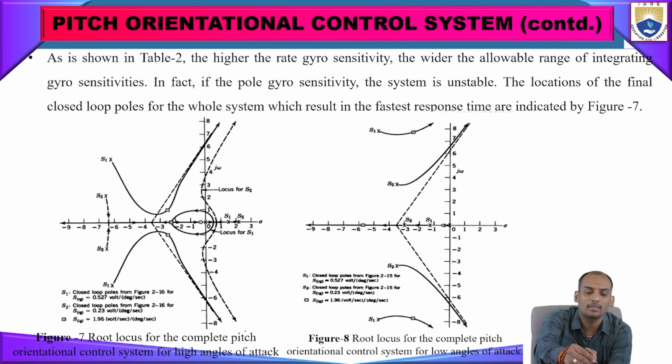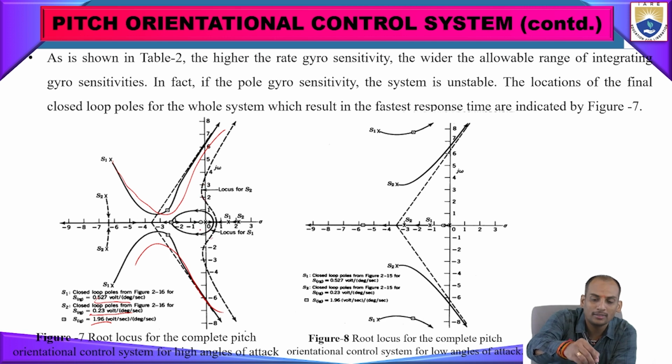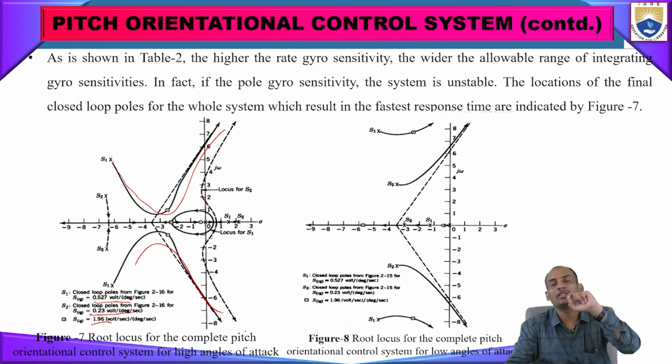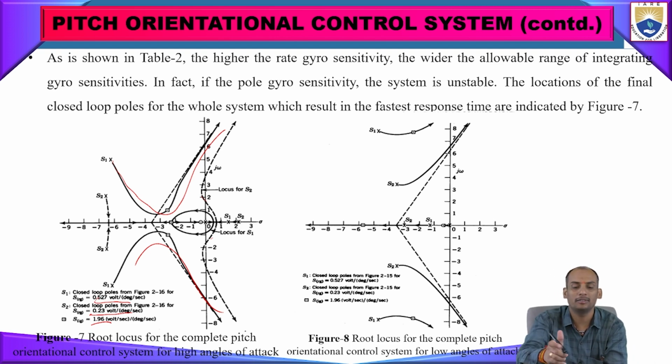So here you see the closed loop root locus values for different values of gain, from 0.5 to 7.196. The root locus values have been changing like that. Here these values are approaching the zeros very rapidly, but that approach needs to be slow, so the response needs to be very low. The root locus for the complete system at high angle of attack has been designed like that.